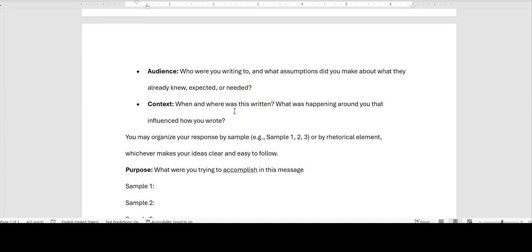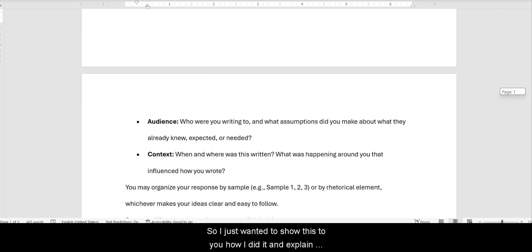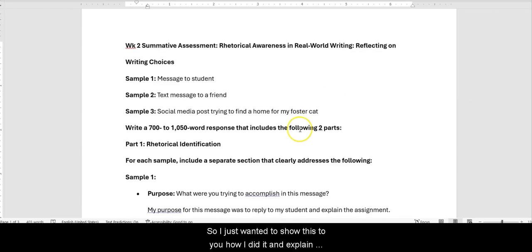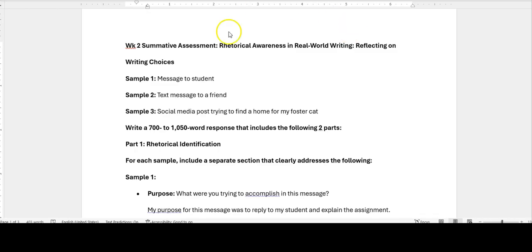Okay, so I just wanted to show this to you, how I did it, and explain it a little bit. I hope this helped make this assignment a little bit more clear and give you a tip on how you can organize it. But if you still have questions, please send me a message as soon as you can so I have time to respond.